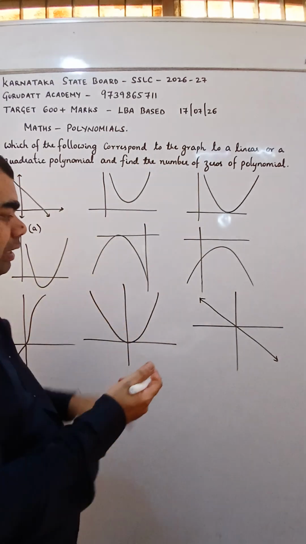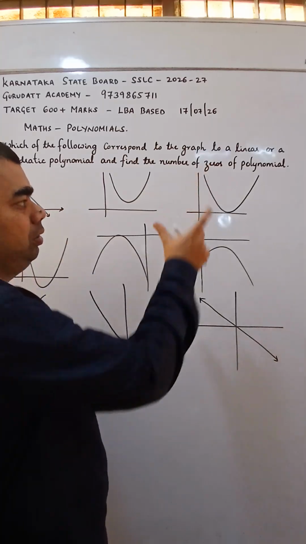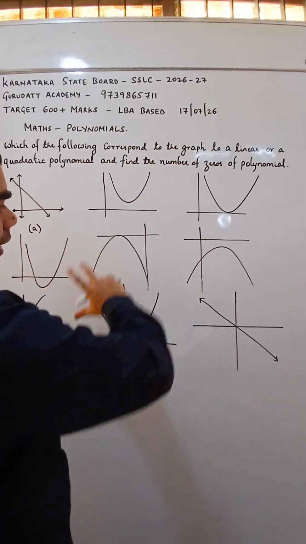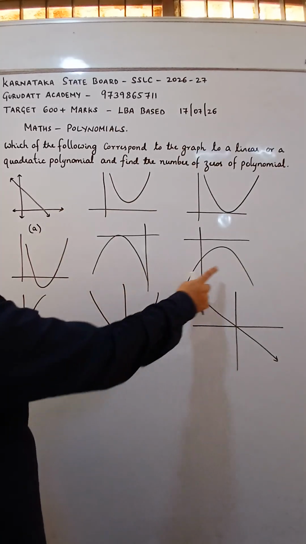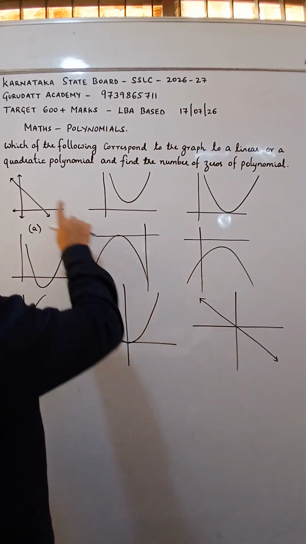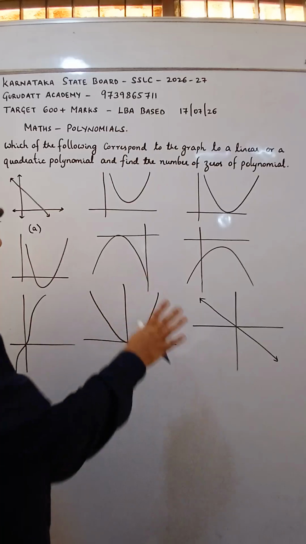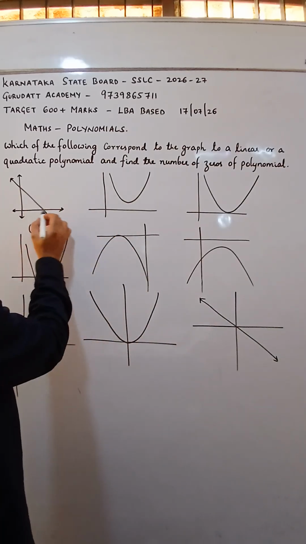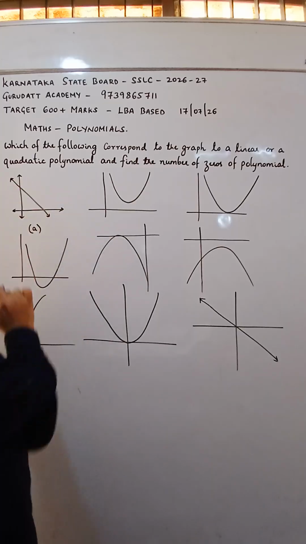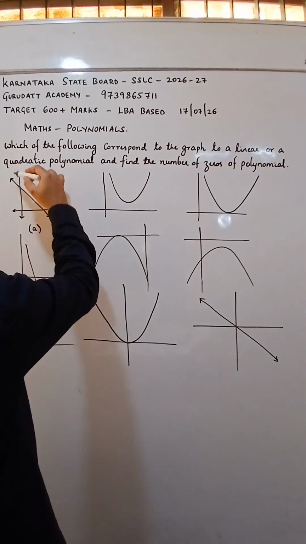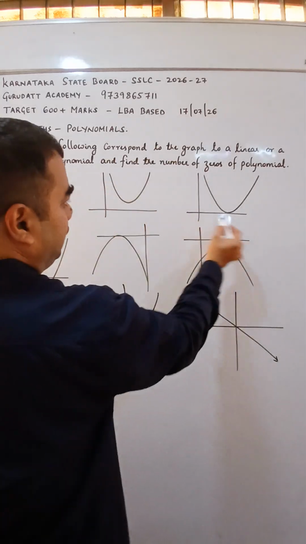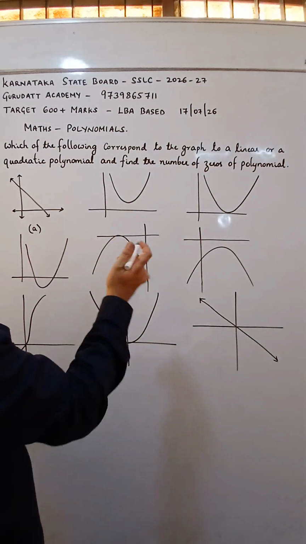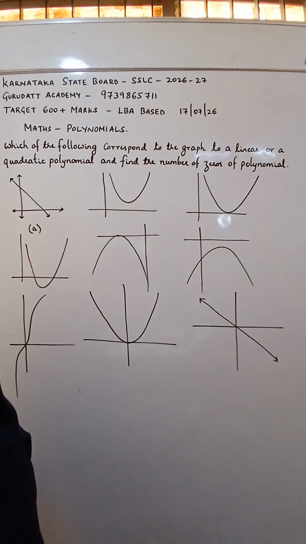So it can have different natures. It can be opened up, opened down, or to the left or to the right. These are all parabolas representing quadratic equations, and straight lines are linear equations. This is the x-axis in the Cartesian coordinate system, and this is the y-axis. You already know what the x-axis and y-axis are, so I need not explain that.